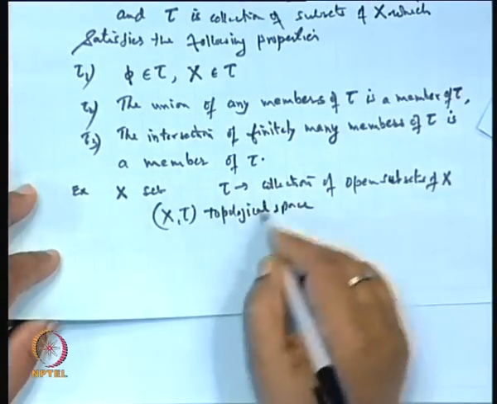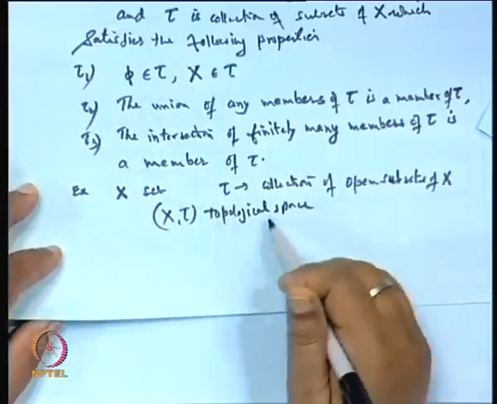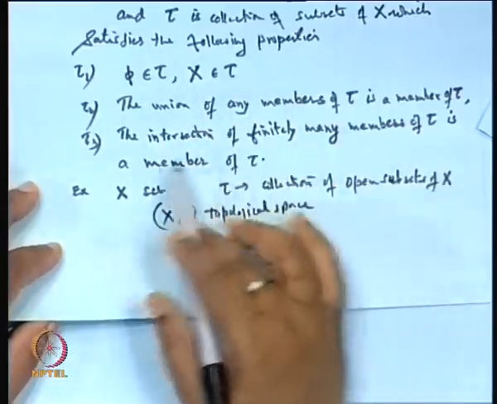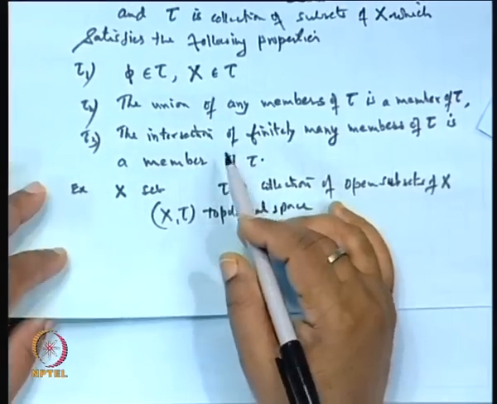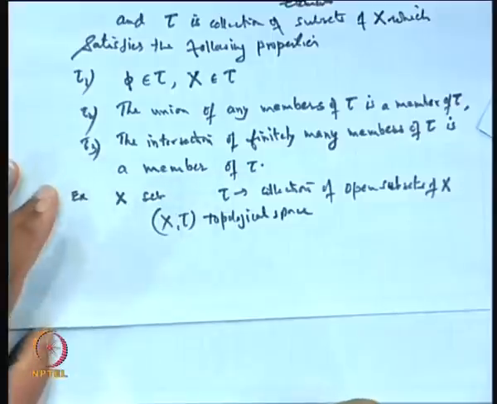In fact, from here we have generated these definitions, and since this is true for all, we can take this definition as the axioms, or the definition, of a topological space.